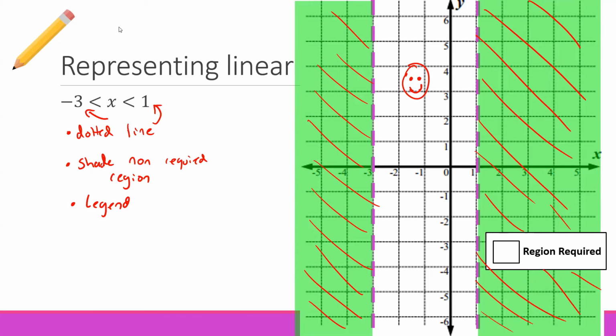So yes, what's going on? How would you draw -3 is less than x is less than -1? You would do the same thing, except the line would be at -1 instead of at +1. Min's just asking in the chat, what would happen if this was -1? Well, then all that would mean is that you would have this line here, like that.